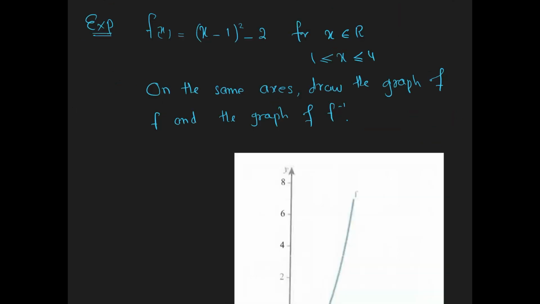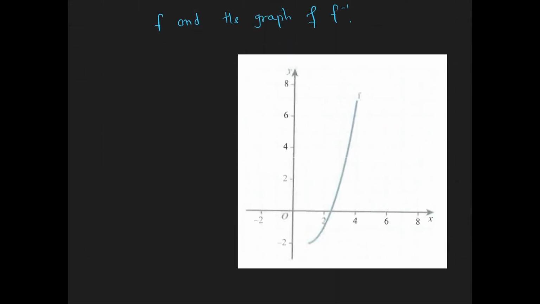Let us have a look into an example. The function f(x) is equal to (x minus 1) whole squared minus 2 for x belongs to R, and the function is defined for x between 1 and 4. We need to draw the graph of this function and the graph of the inverse of the function for the same set of x's. So this is the graph of the function f, and we can see that this is a 1-1 function because for any single x value there is only a single y value. So therefore this is a 1-1 function.